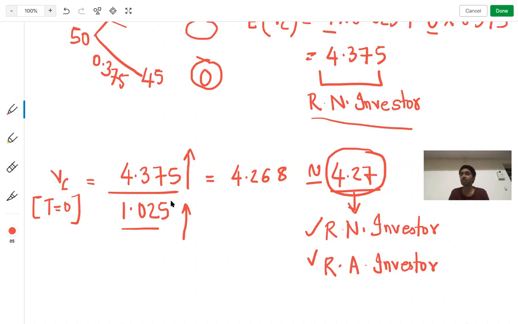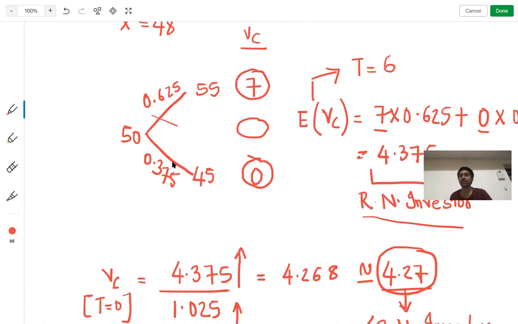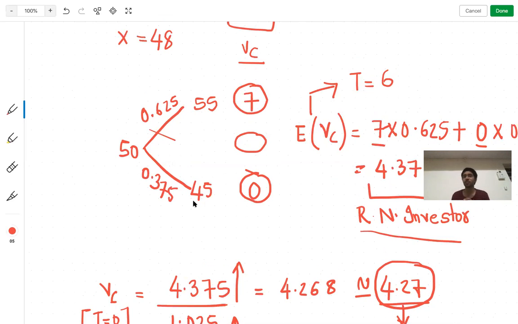I then backed out the probability of 0.625 and 0.375. These probabilities are the risk neutral probabilities, which means that a risk neutral investor has assigned an upside move of 0.625 and a downside move of 0.375. And only when he does that, he will actually get his desired rate of return, which is nothing but the risk-free rate. If he assigns any other probability, then he would not get his desired rate of return.